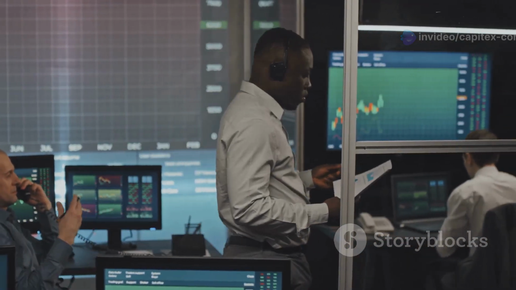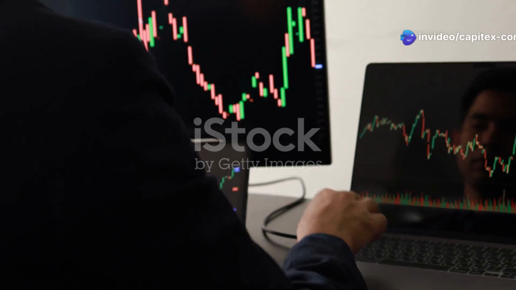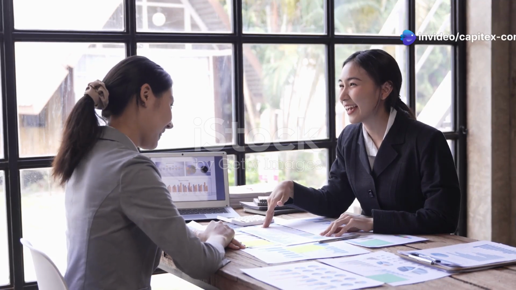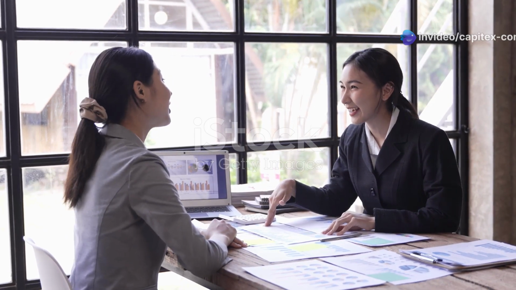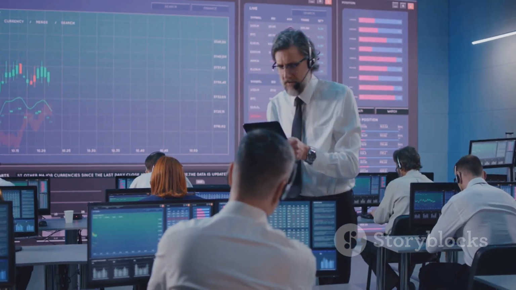Market risk is the risk of losses due to changes in the price of the underlying asset. For example, if you buy a call option on a stock and the stock price goes down, you could lose money. Credit risk is the risk that the other party in a derivative transaction will not fulfill their obligations. This is more common in over-the-counter markets.